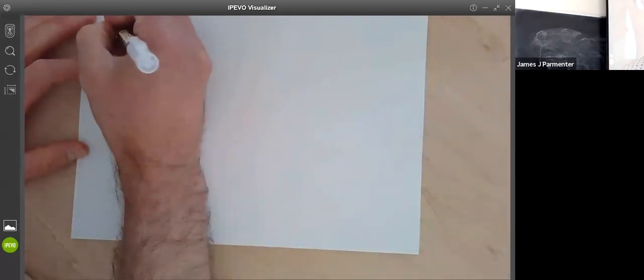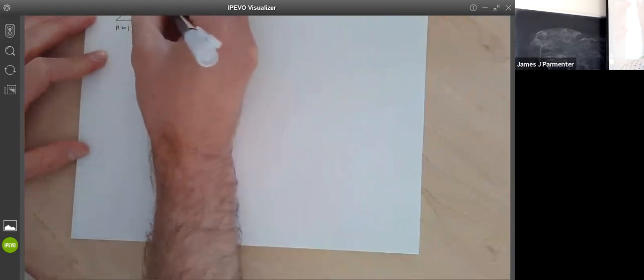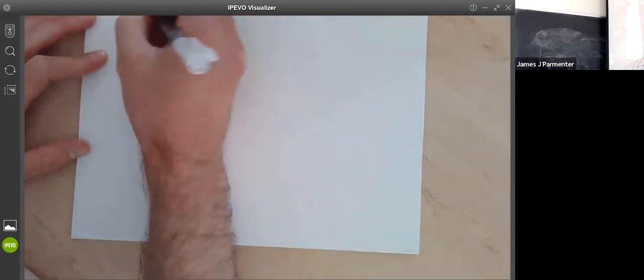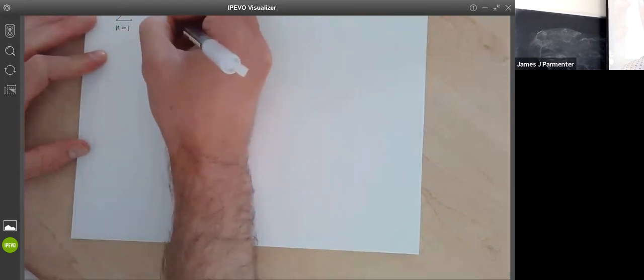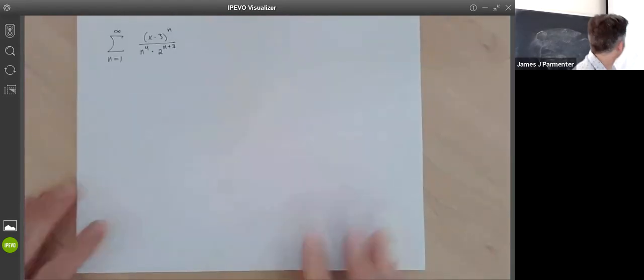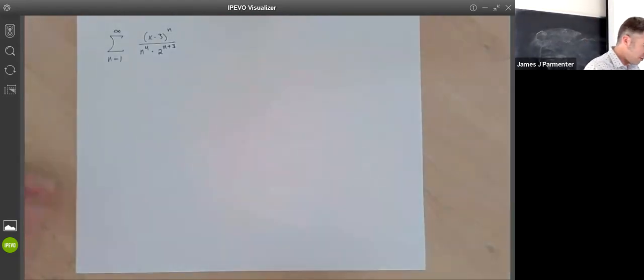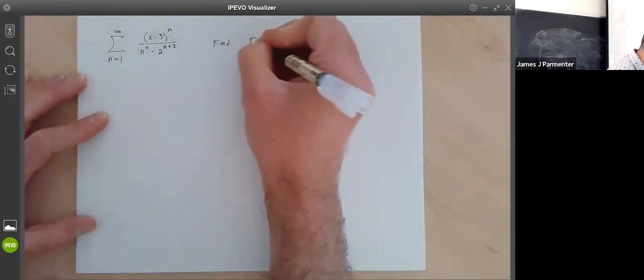The series from n equals 1 to infinity of (x minus 3) to the nth power over n to the 4th times 2 to the n plus 3. Oops, sorry. And we want to find all the things, meaning find the interval of convergence.